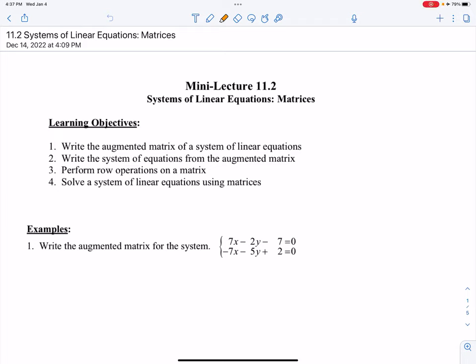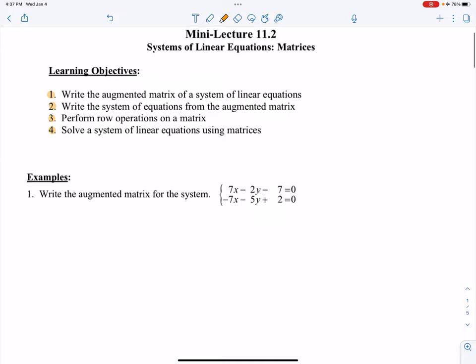Welcome to 11.2, Systems of Linear Equations. Now we're going to be working in matrices. We're going to write the augmented matrix of a system of linear equations, write the system of equations from the augmented matrix, perform row operations on a matrix, and solve a system of linear equations using matrices.